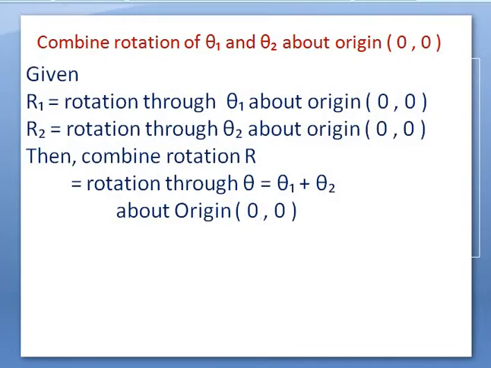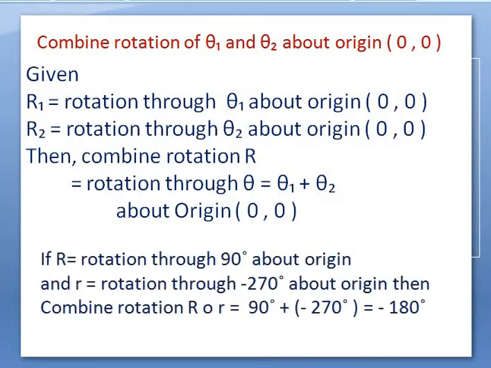So we have an example. Look at here. If R is the rotation through 90 degrees about the origin, and small r is the rotation through -270 about the origin, then the combined rotation R o r is given by 90 plus -270, and the total sum is -180. So the combined rotation is a rotation of -180 about the origin.